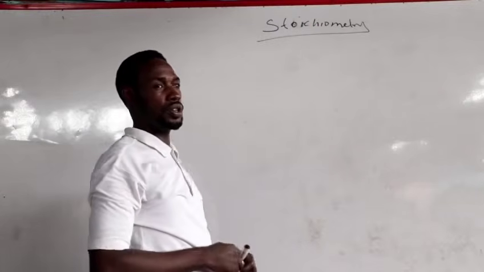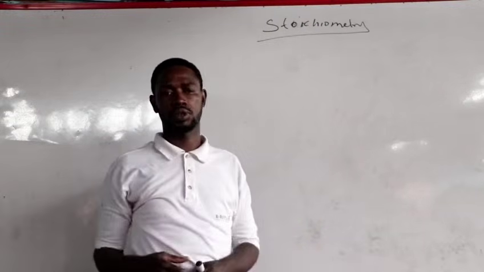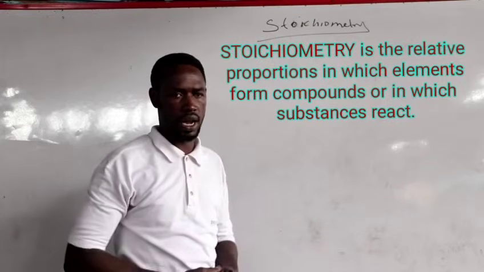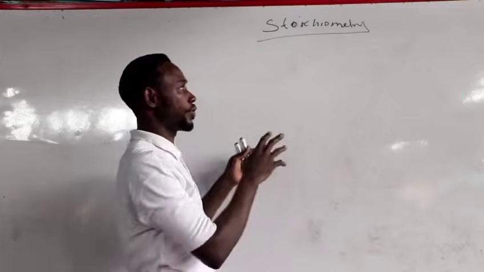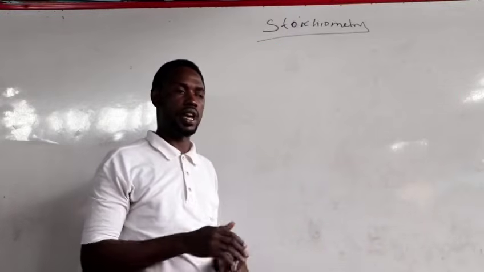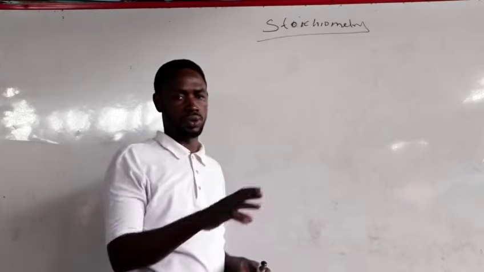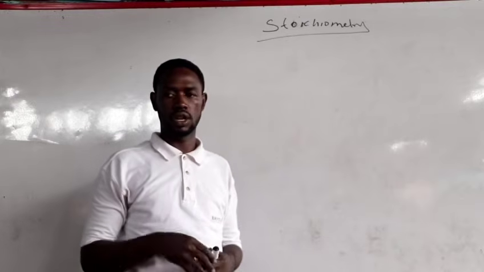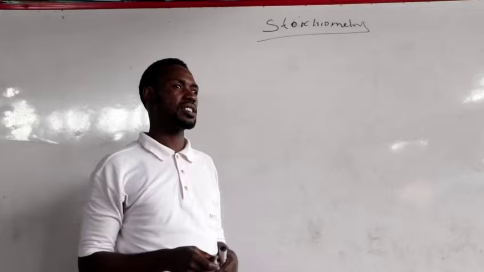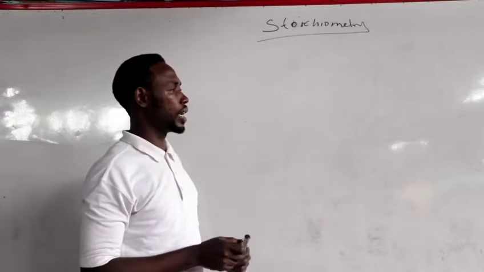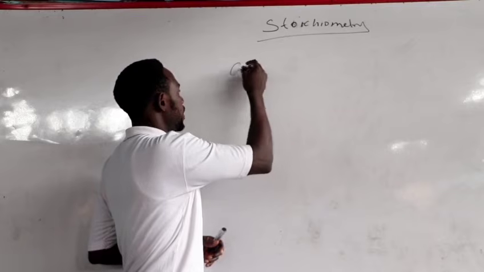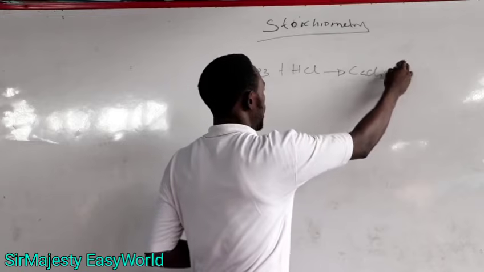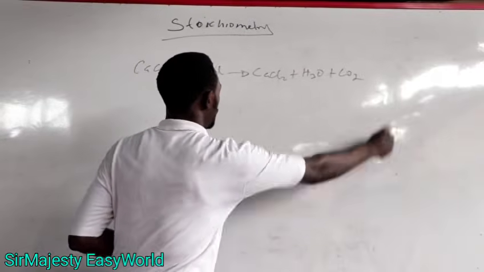By definition, what is stoichiometry? Stoichiometry is the relative proportions in which elements combine to form a compound, or in which substances react. To get it in a practical way for calculation, the stoichiometry of any reaction is represented by the mole ratios of the reactants and the products. The mole ratios here, we take as the coefficients of the reactants and the products in a balanced chemical equation. Let's take a good example of an equation: the reaction of calcium carbonate with HCl to give you calcium chloride plus water plus CO2.